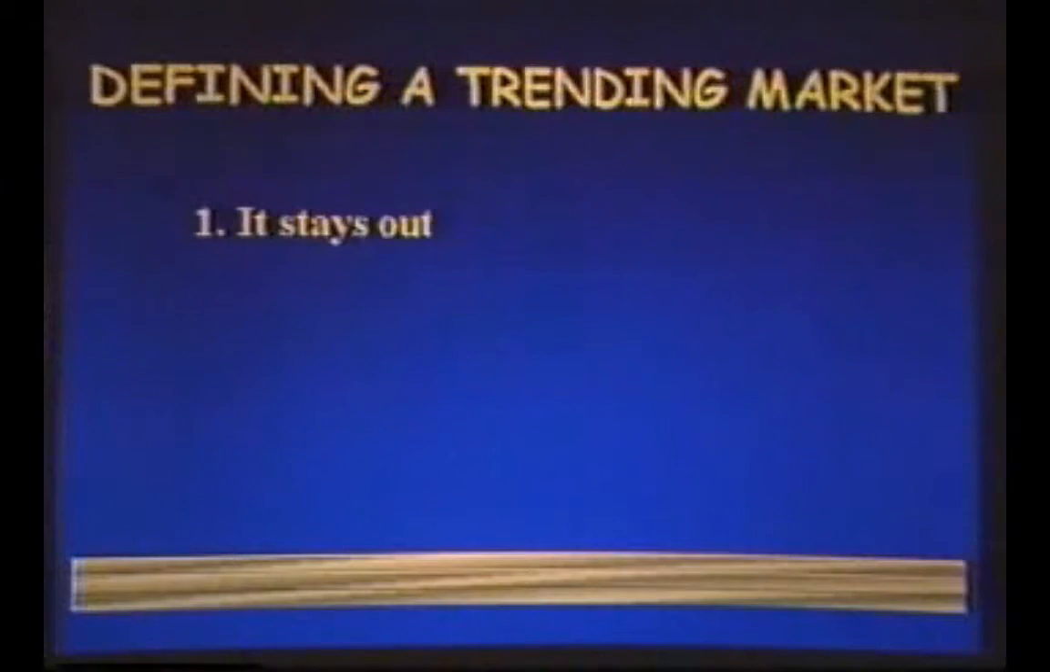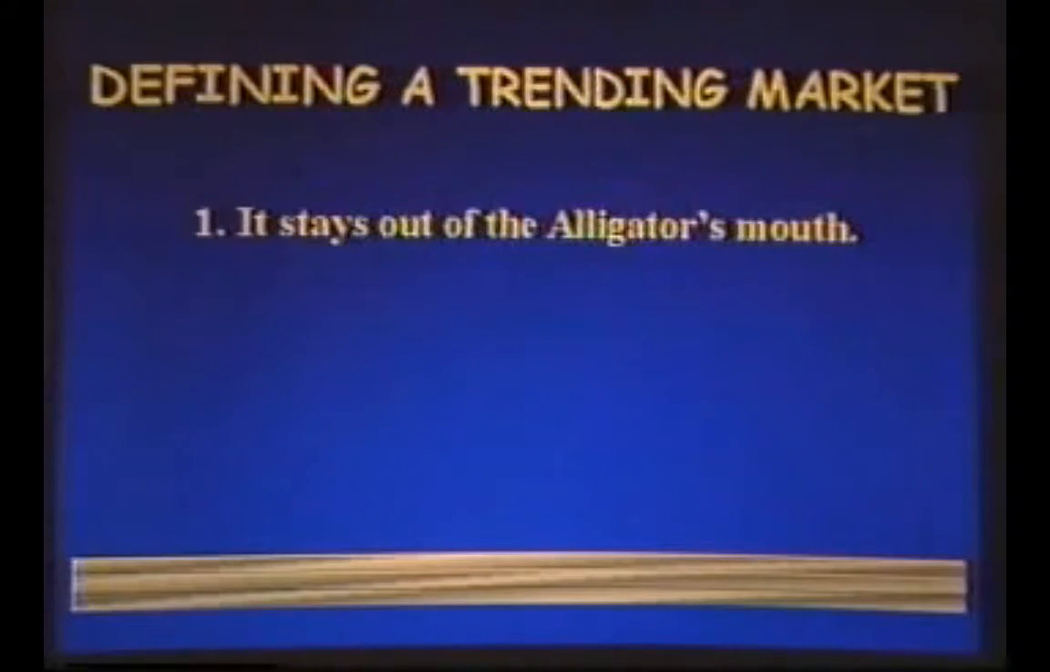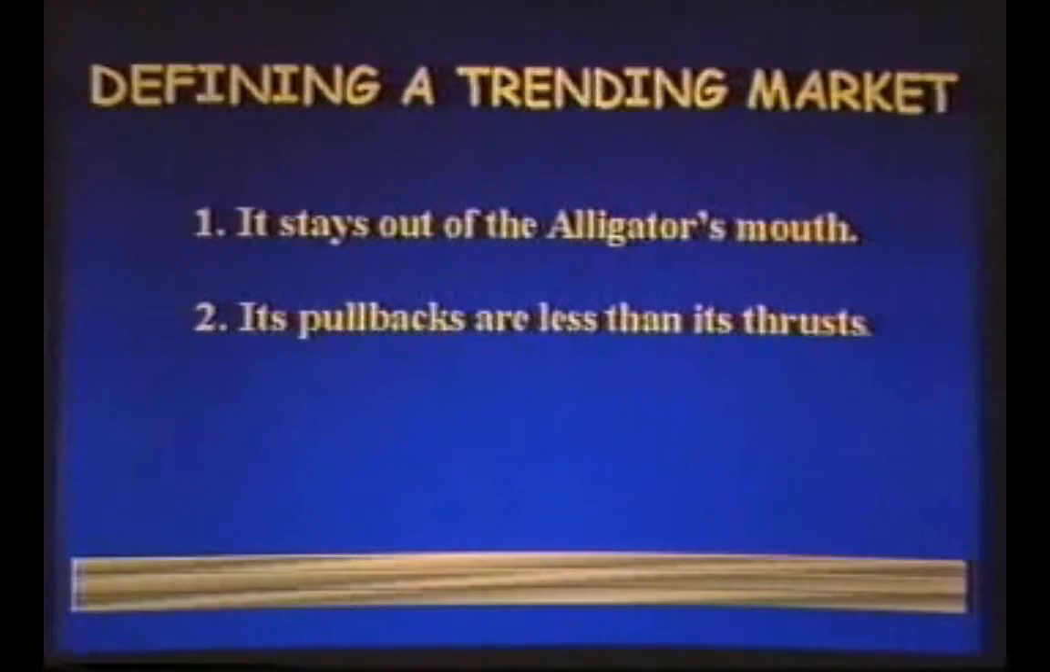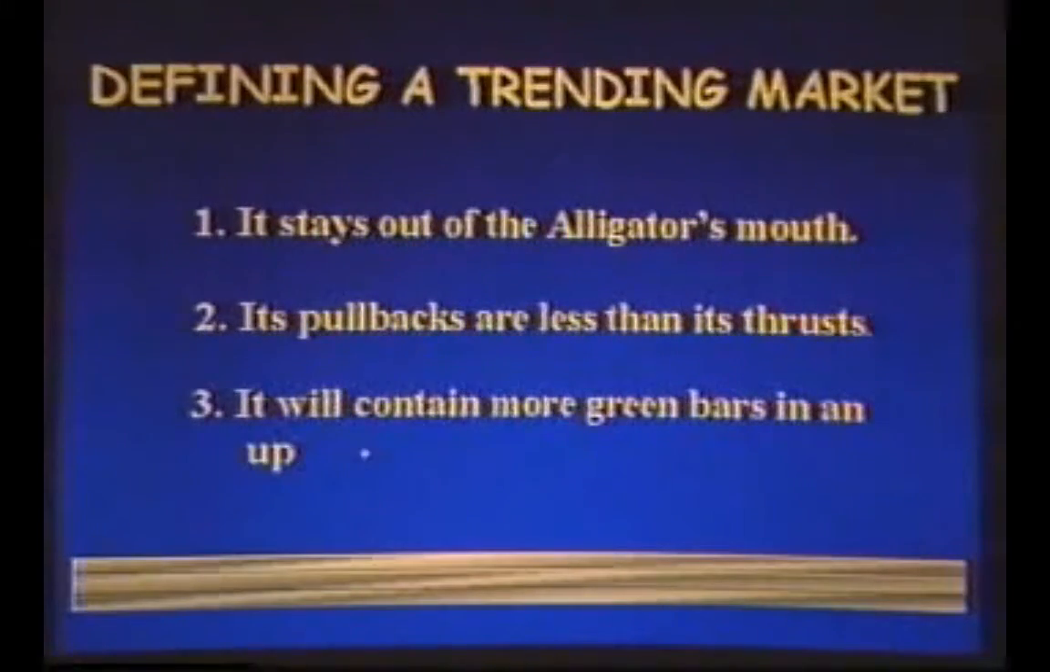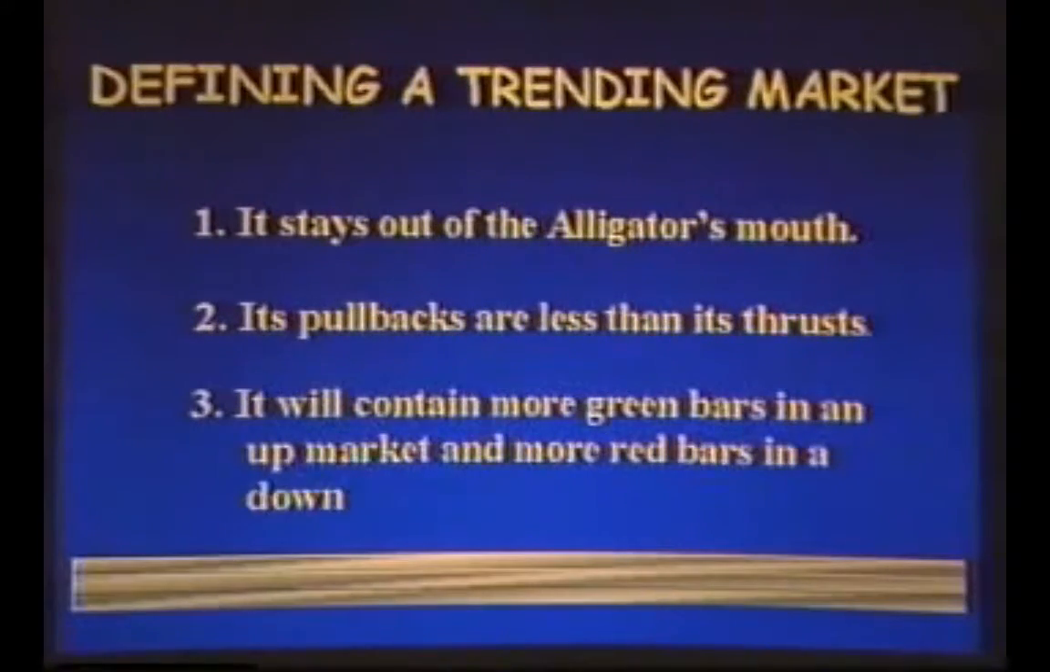First of all, the best definition, and the easiest one to see immediately, is that it stays out of the alligator's mouth. Number two, the pullbacks are less than the thrusts. Obviously, it couldn't be a trend unless the thrusts were greater than the pullbacks. And it will contain more green bars in an up market, and obviously in a down market it is going to have more red bars in it.